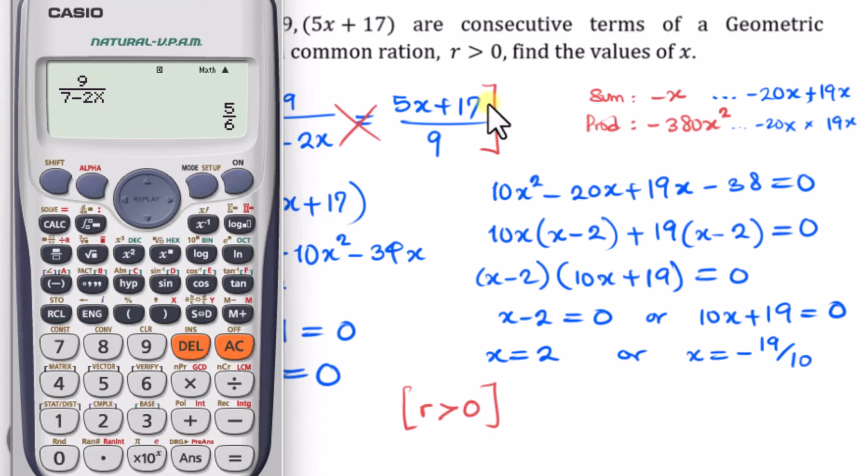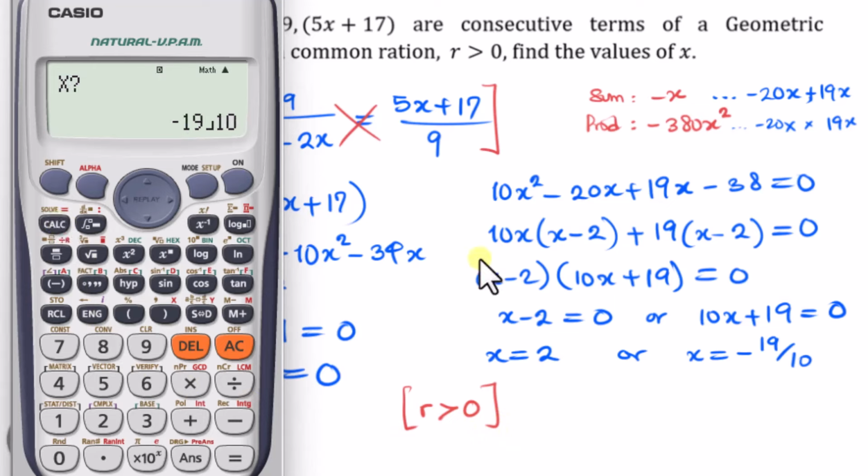Or maybe I want to use this second value for the common ratio. I want to say, okay, I'm not doing that. I want to say I have 5x plus 17. Okay, all those should be in brackets. So I'm saying all of this divided by 9, and I want to solve it. This is the initial value that we use for x, minus 19 over 10. So what's that? This is also 5/6, which is still greater than 0.